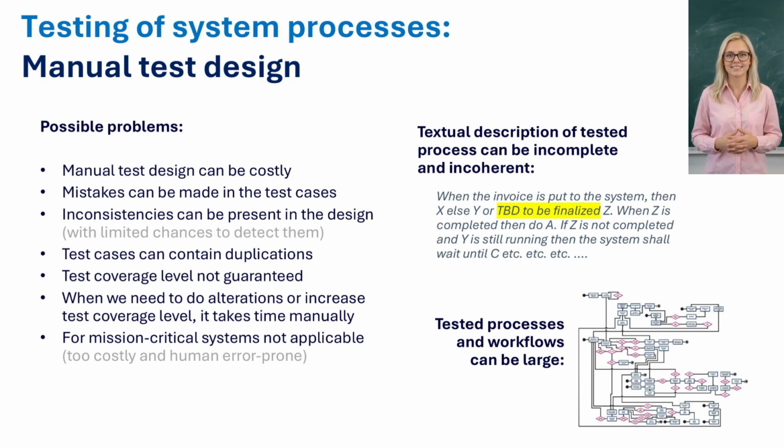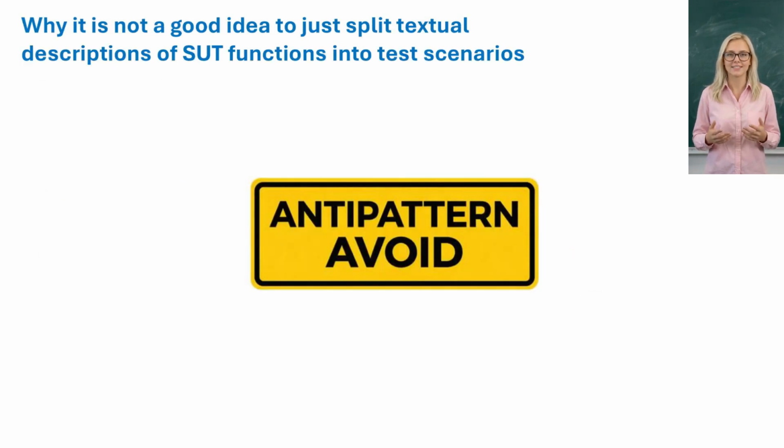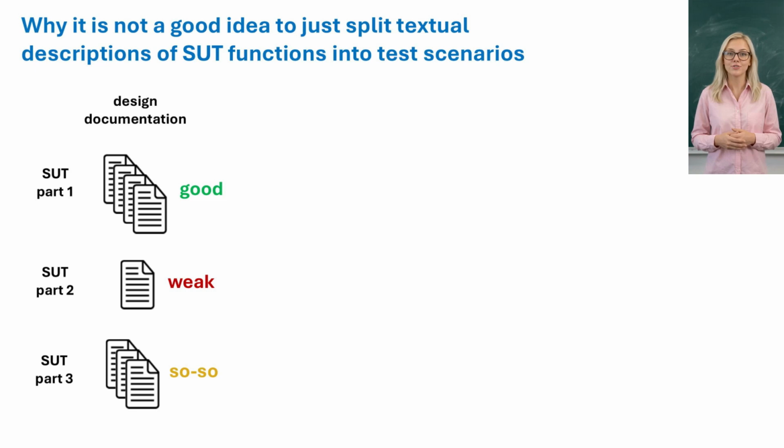Even in a manual test design, you can use some formal or semi-formal test design techniques, and when you use them in the right way, the effectiveness will increase rapidly. However, just splitting design documentation text to test scenarios is a strong anti-pattern to avoid. So let's pause here for a second to explain why you should avoid doing this. Usually, the design documentation of a system under test doesn't have a uniform level of detail or quality. Some analysts add a greater level of detail and quality to the descriptions, whereas others may not.